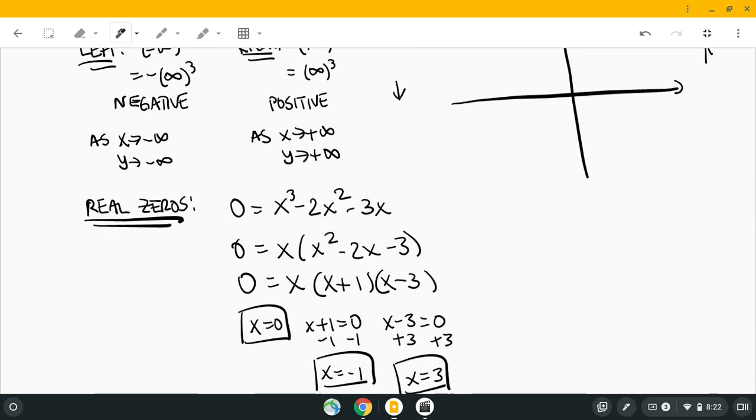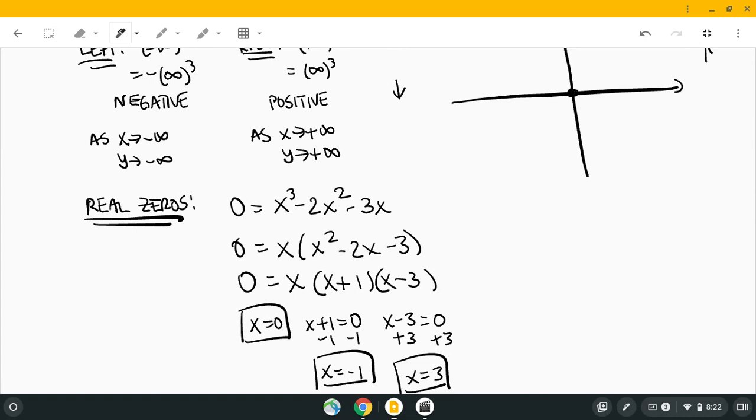All right, so we have a zero at 0, negative 1, and 3. Okay? All right, so let's get some extra points. Extra points. I like these two for sure, so let's use x equals 1 and 2.